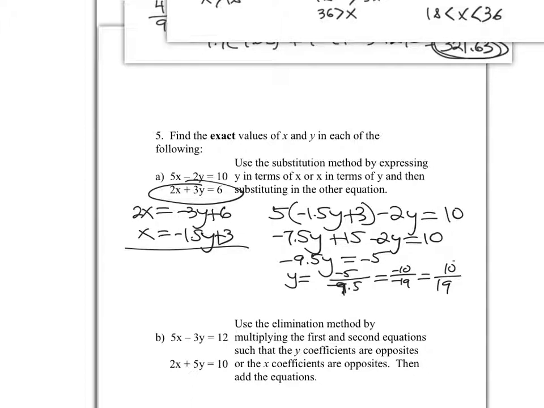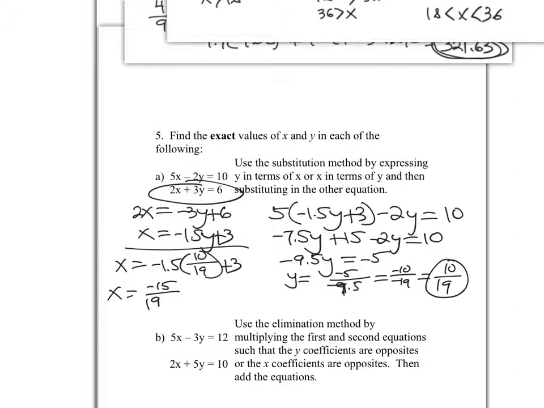Okay, so now we have our value for y, and now we can just substitute that back in to say that x is equal to negative 1.5 times our y value, 10 over 19, plus 3. So x is equal to negative 1.5 times 10/19 is going to give us negative 15 over 19.